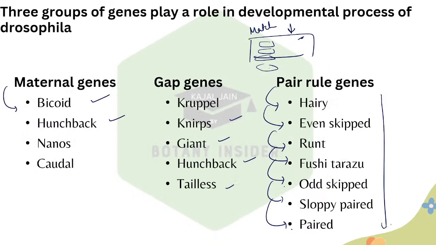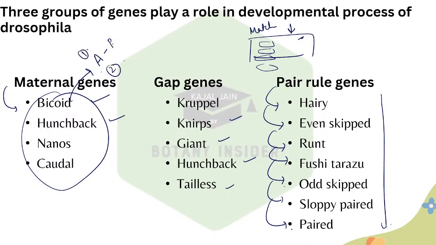Okay, so repeating them again, the first one is maternal genes. In the maternal genes you have bicoid, hunchback, nanos, and caudal. These four genes are the ones which play an important role in the first condition, the anterior posterior axis formation. Second condition, ventral and dorsal axis formation, right?